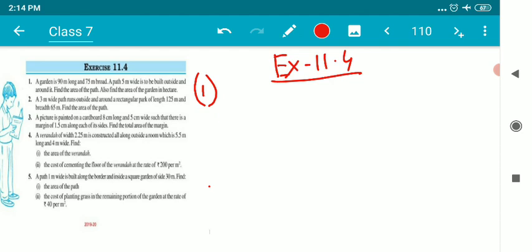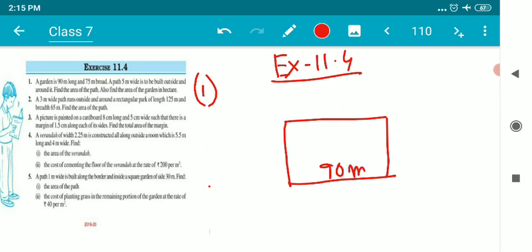There is a garden that is 90 meter long and 75 meter broad. So let me draw one garden, which is a rectangular garden. It's not mentioned anywhere that it's rectangular, but seeing the dimensions of the garden, it's quite understandable that it's a rectangular garden. So the length is 90 meter, and breadth is 75 meter. Okay, length is 90 and breadth is 75.